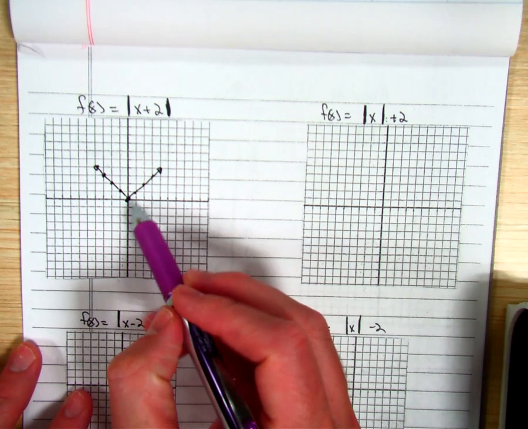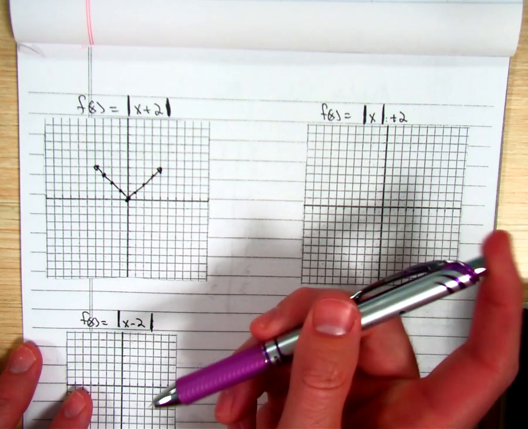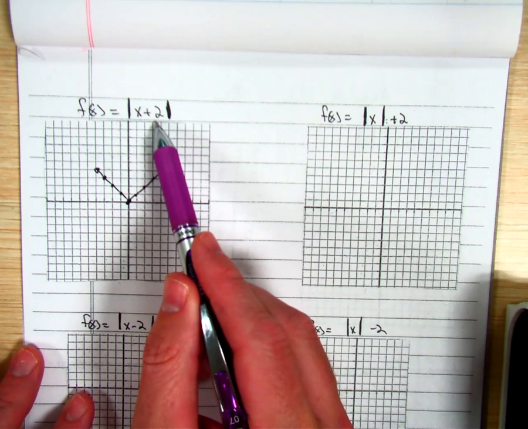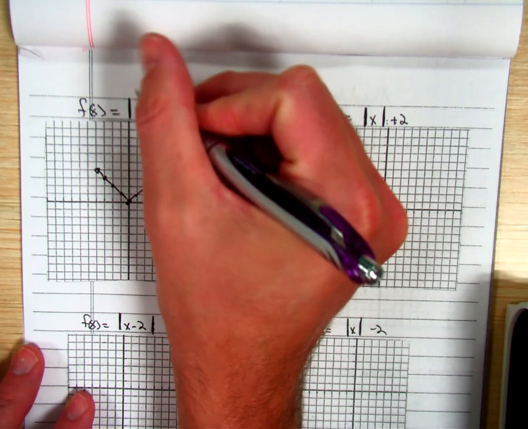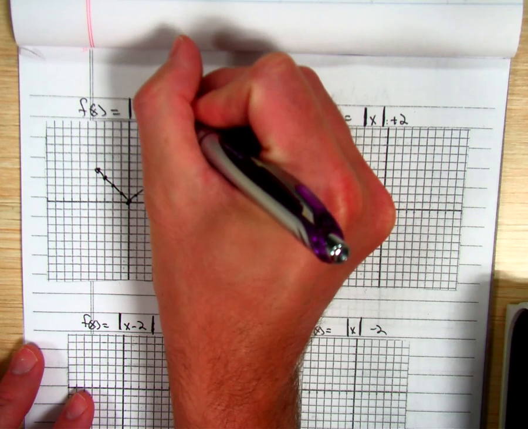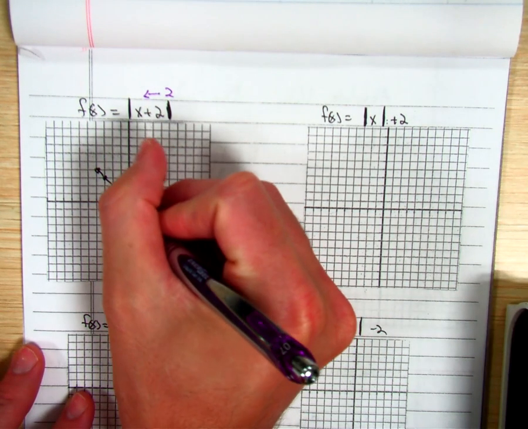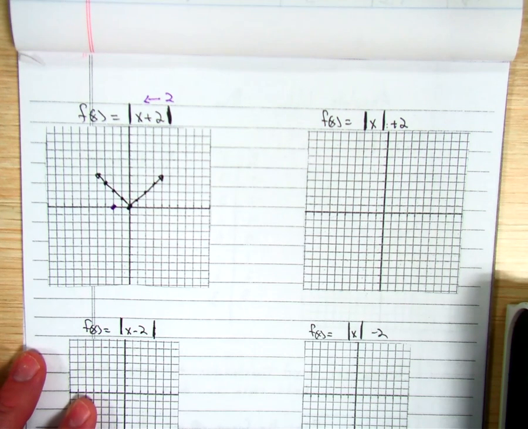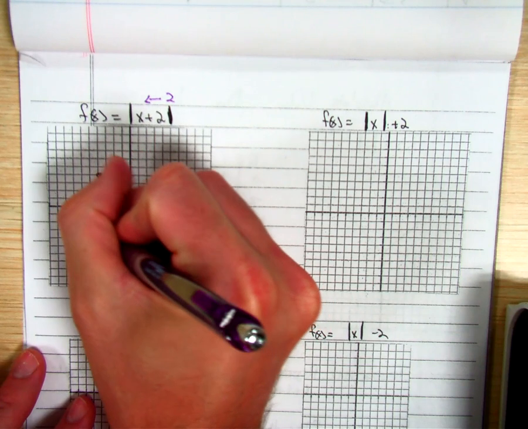Okay, up 1 over 1 to the right, and up 1 over 1 to the left when we make our V's. Alright, so plus 2 on the inside is going to be left and right. And it's a plus 2, so it's going to be opposite. We're actually going to go left 2 for this one. So 1, 2. So my vertex or corner is at negative 2, 0.